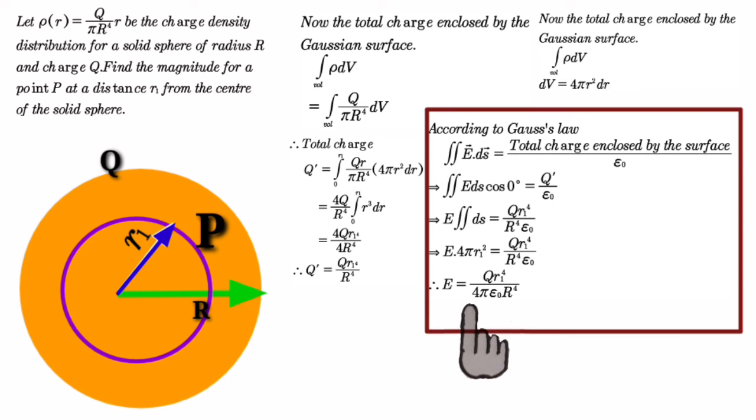After putting the value of q dash, we get the expression of the electric field inside the solid sphere, at a distance small r1 from the center of the sphere, as capital Q into small r1 to the power 4 divided by 4 pi epsilon naught into capital R to the power 4. Therefore, electric field E is equal to Q into small r1 to the power 4 whole divided by 4 pi epsilon naught into capital R to the power 4.